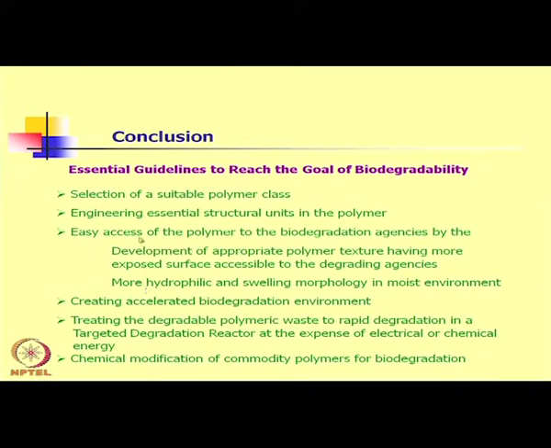And conclusion, essential guidelines to reach the goal of biodegradability are selection of a suitable polymer class, engineering essential structural units in the polymer, easy access of the polymer to the biodegradation agencies by the development of appropriate polymer texture having more exposed surface accessible to the degrading agencies, creating accelerated biodegradation environment and chemical modification of commodity polymers for biodegradation. Thank you.